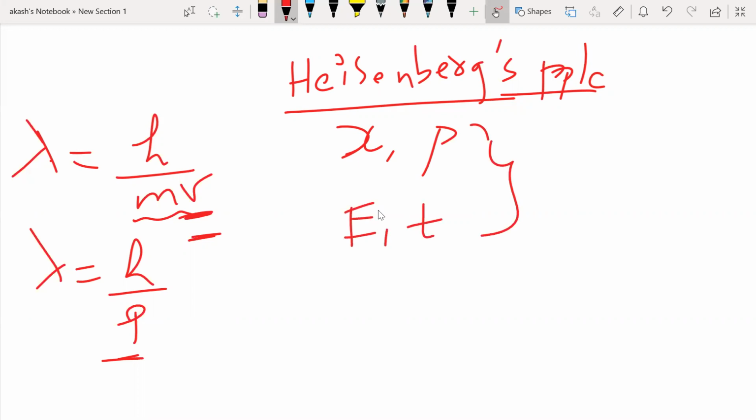So these two sets are going to be called conjugate quantities. What Heisenberg says is that when you want to measure the position of a particle and the momentum of a particle simultaneously, at the same time, you will not be able to measure them with 100% accuracy. There will always be some error.